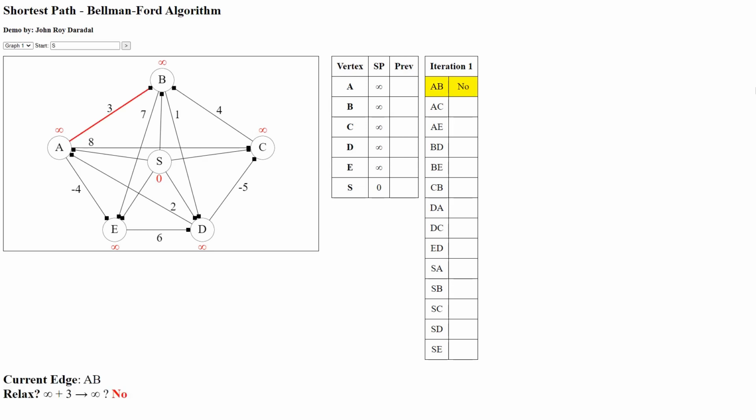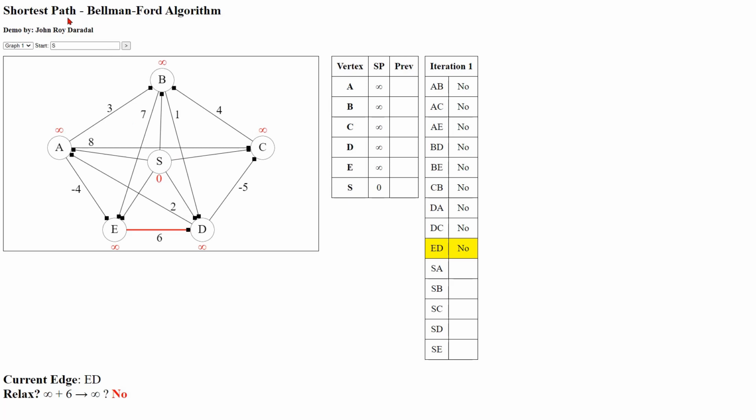AB, relax, no. AC, no. AE, no. BD, no. BE, no. CB, no. And for a lot of this in the first round, there won't be any relaxation, since their starting shortest path value is currently infinity. The only ones that could improve are actually those that start with S, because they are 0. The current shortest path length is S.